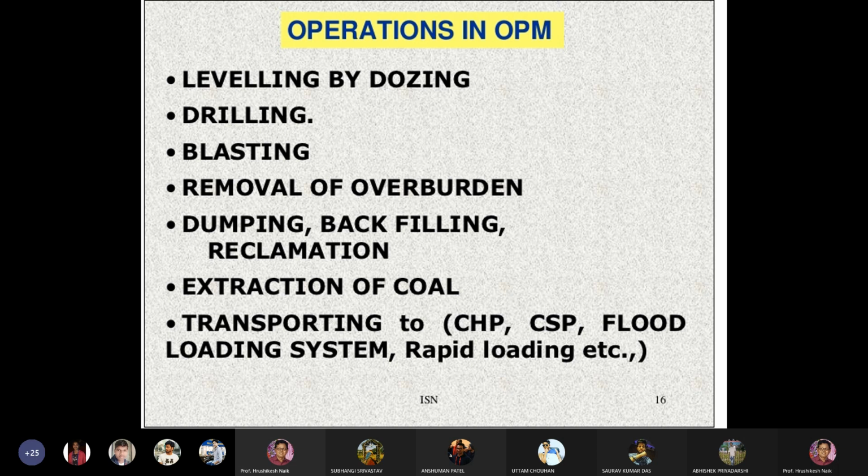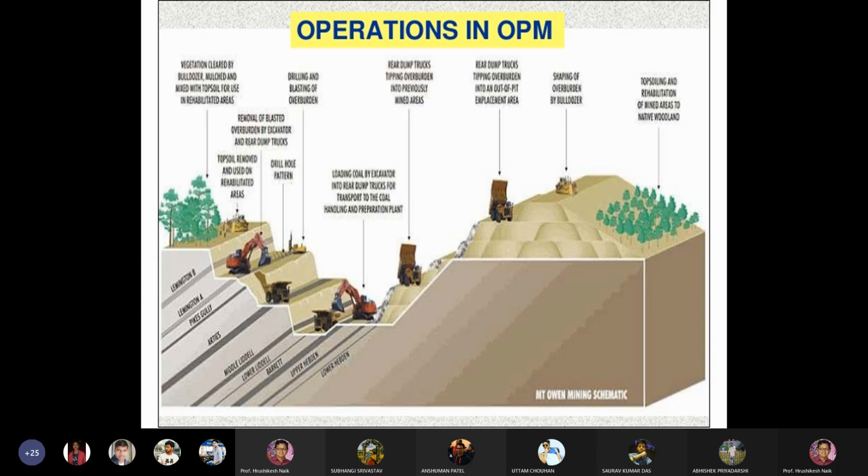First you have to go for leveling by dozing, then you have to go for drilling, blasting, removal of the overburden, dumping, backfilling, reclamation, extraction of the coal, and transportation to the coal handling plant, to the crusher plant, to the flood loading system, rapid loading system. So these are the different operations carried out in open cast mining.